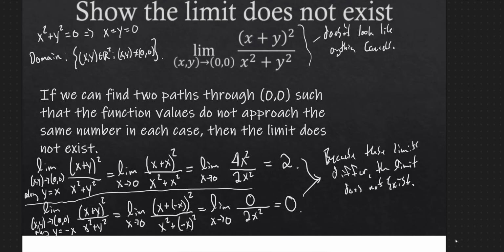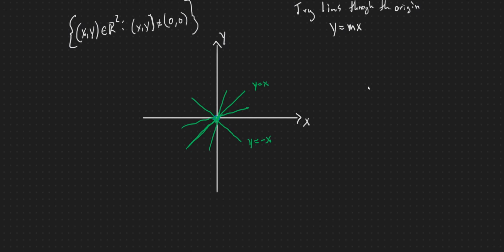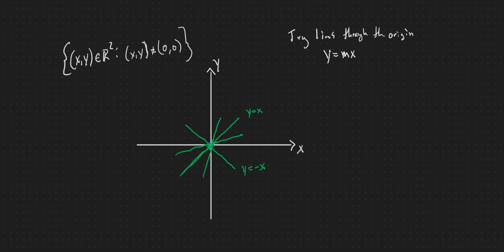But actually, we don't have to try lines. It doesn't have to be lines that we try. It's not always this family of paths that work. In fact, we'll see an example where if I consider any line through the origin, I'll get the same limit, but yet the limit doesn't exist because there are other paths. The family of lines is not all the paths through the origin.